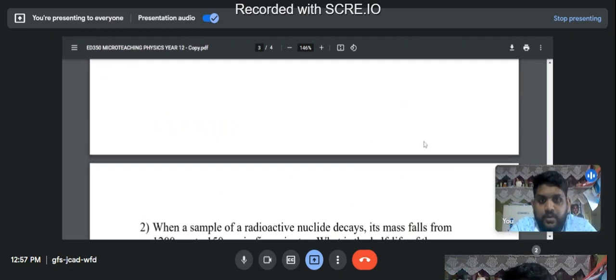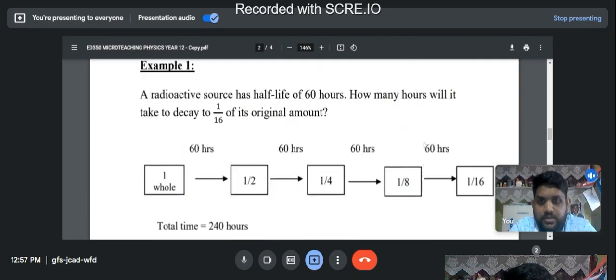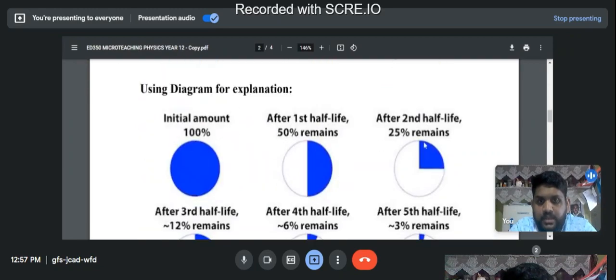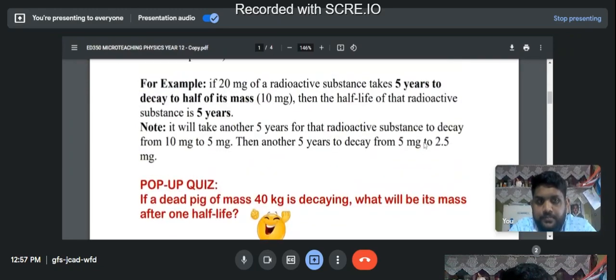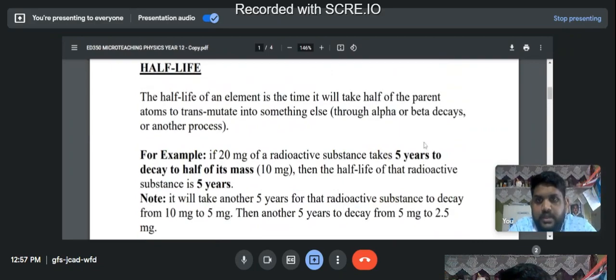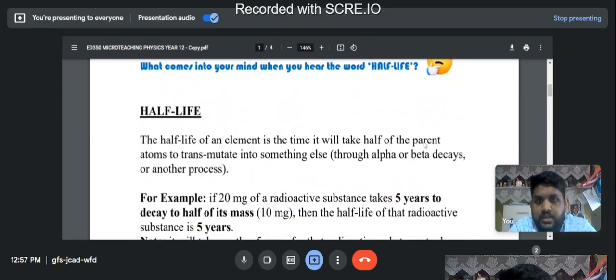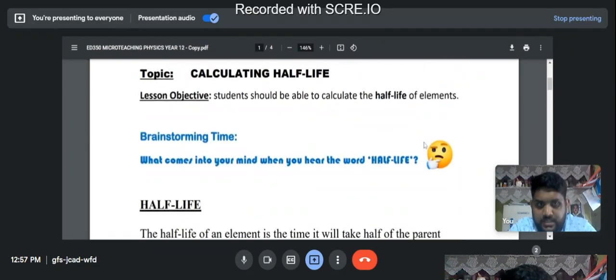I'll go back to our notes, the initial notes here. Okay, let's recap. Half-life is the time taken for the initial substance to decay to half of its mass. In simple terms, it means that if you have a particular substance, how long will it take for that substance to decay and become half of its initial mass?